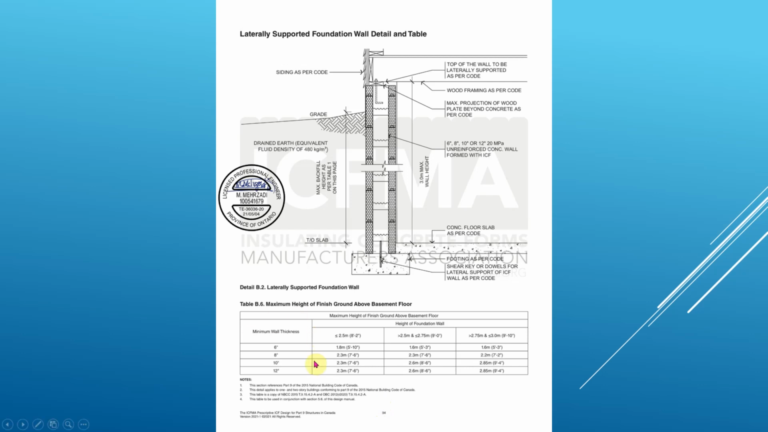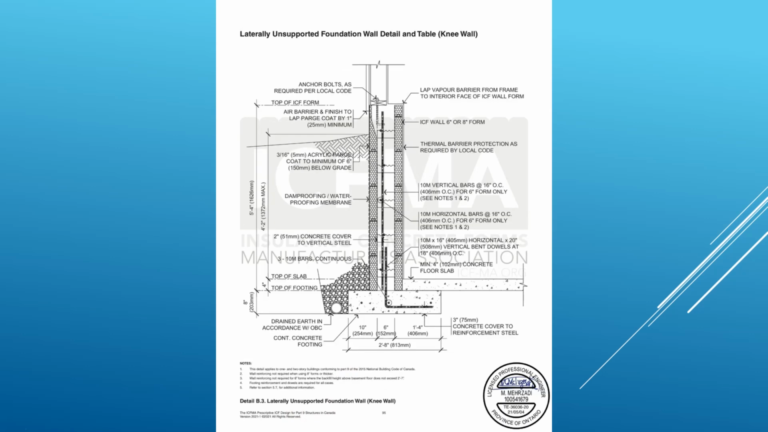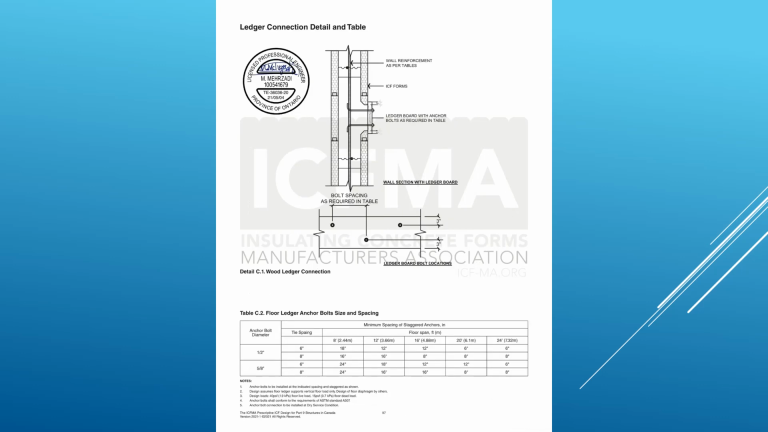They'll talk about the maximum height of finished ground from the floor, and they'll give you that picture there. If you've got a wall thickness of 6 inches and you're less than 8'2", which is the same as the building code, your maximum height of finished ground can only be 5'10" or 7'6". So you need to look at that and understand that one. Then a knee wall, for example, unsupported. They're talking about how they deal with knee walls, and we'll get into that.